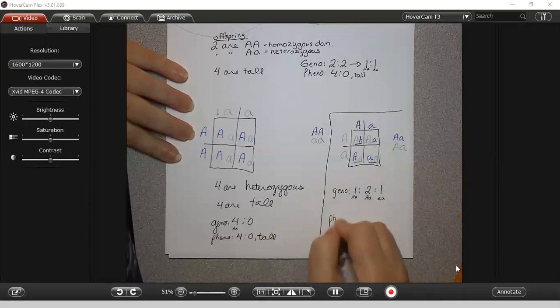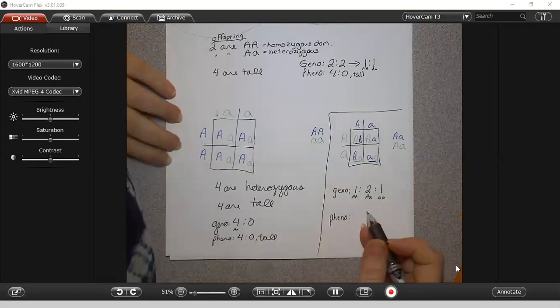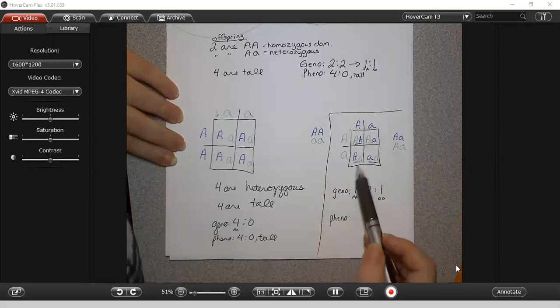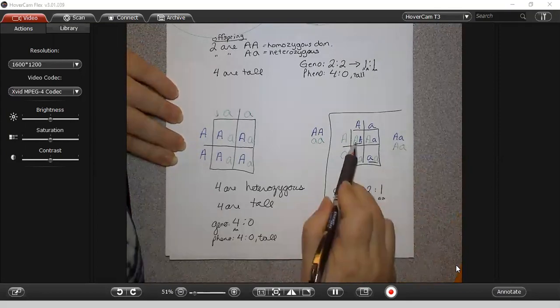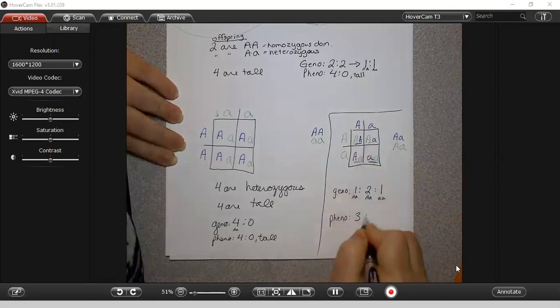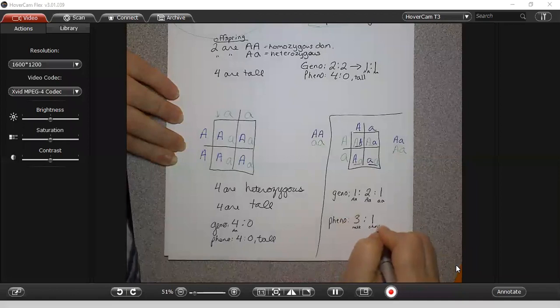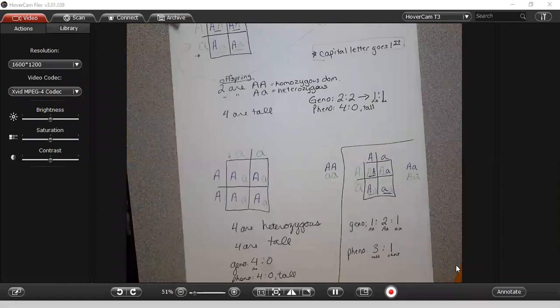Our phenotype, you have to count up the number of offspring that are going to be tall versus short. So how many of those are going to be tall? If there's a single capital A, it's going to be tall. So there are 1, 2, 3 boxes that have a capital A. So 3 tall. This is the only box that has 2 small a's, so that's 1 short. That is all there is to it with basic Punnett squares.